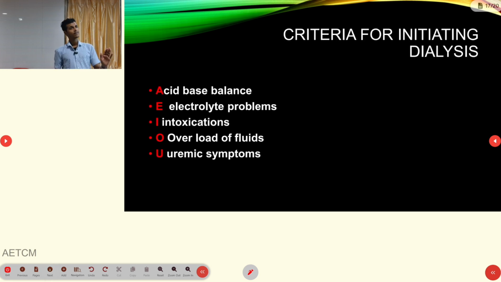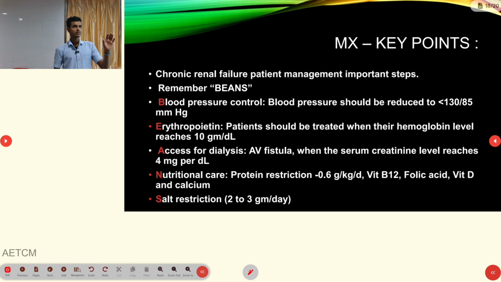When are we going for dialysis in CKD cases? If any acid-base disorder, any electrolyte problem, any fluid overload, or any uremic symptom like uremic encephalopathy or uremic pneumonitis is there, we will go with dialysis. Another indication is if the person gets intoxication; we will also go with dialysis. So these are the core management for CKD.